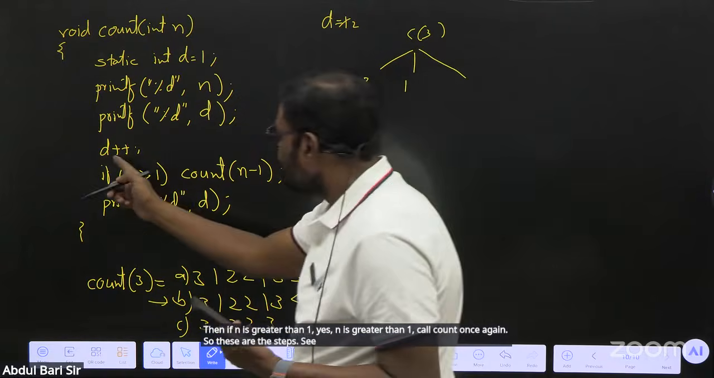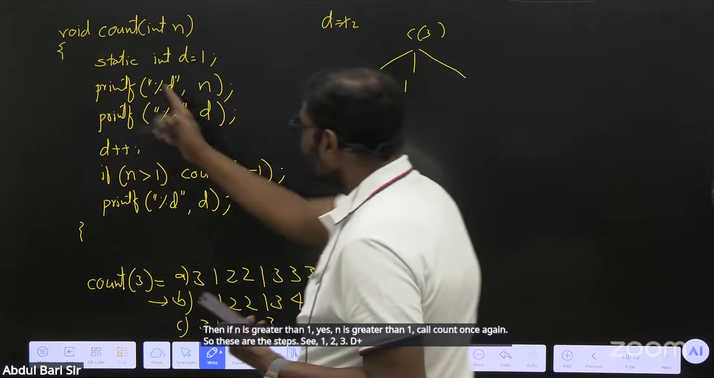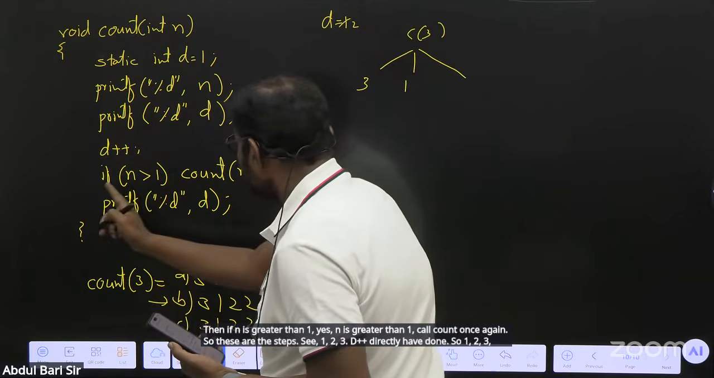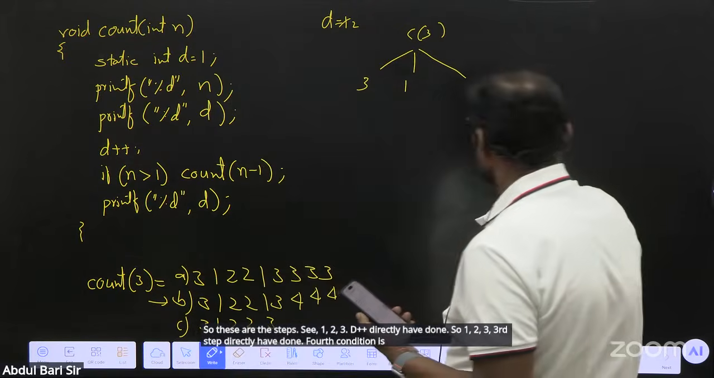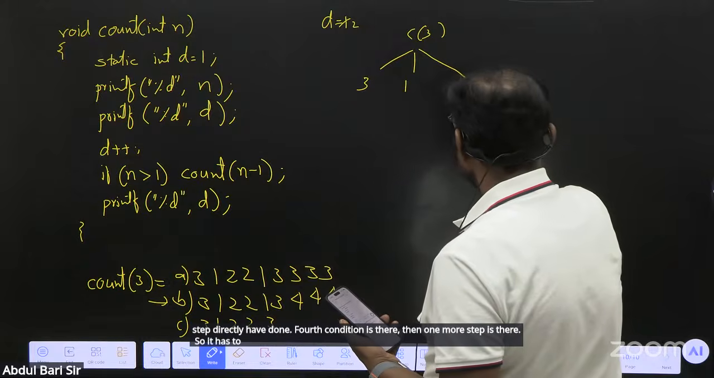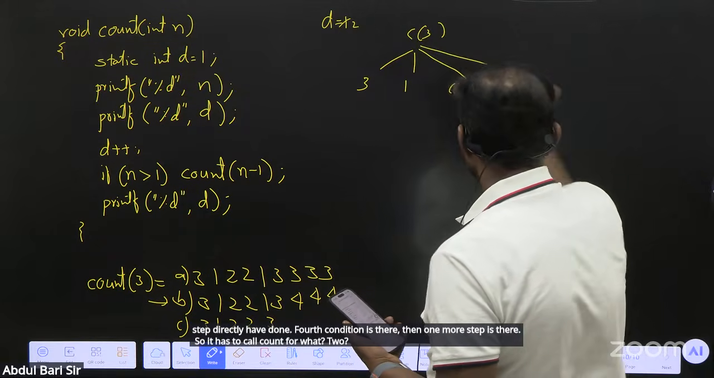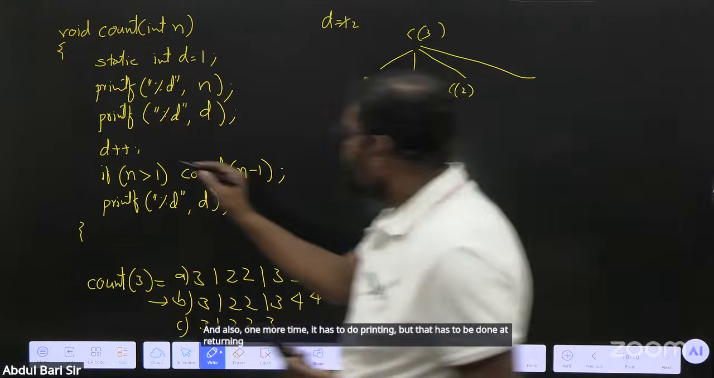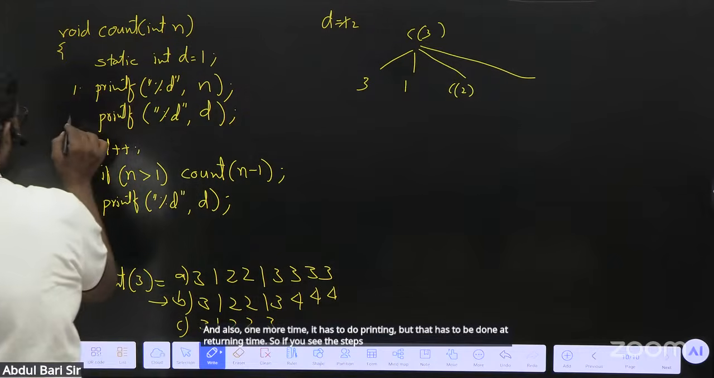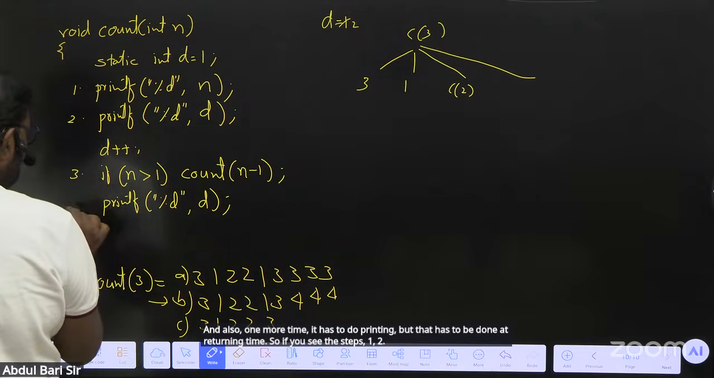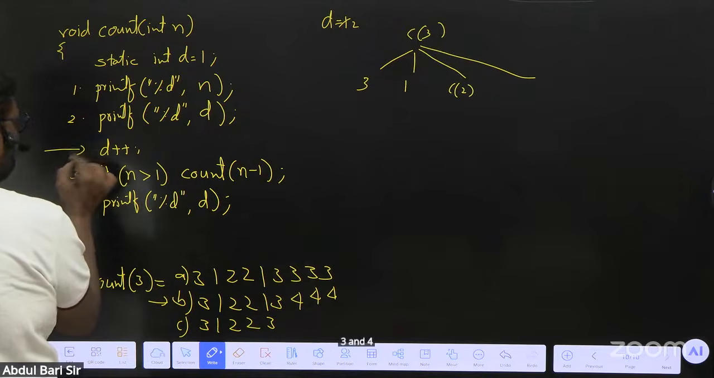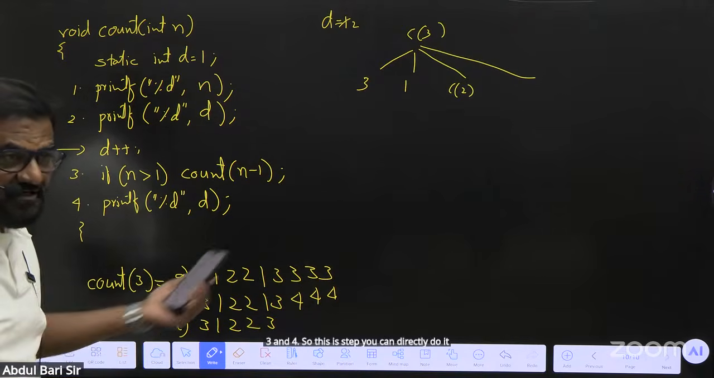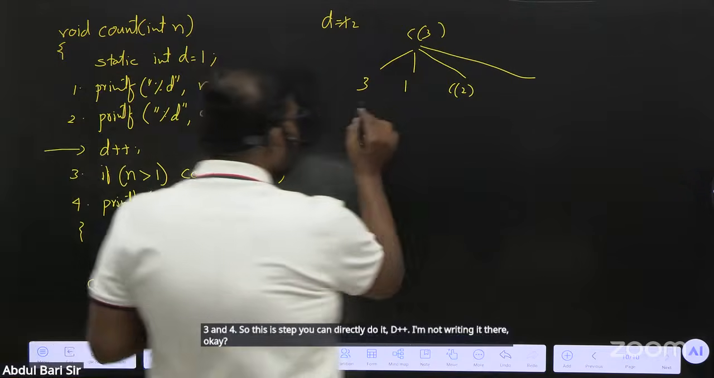See, 1, 2, 3. D plus plus directly have done. So 1, 2, 3, third step directly have done. Fourth condition is there. Then one more step is there. So it has to call count for what? 2. And also one more time it has to do printing, but that has to be done at returning time. So if you see the steps, 1, 2, 3, and 4. So this step you can directly do, D++. I'm not writing it there. Okay. Then 3 and 1 are over.